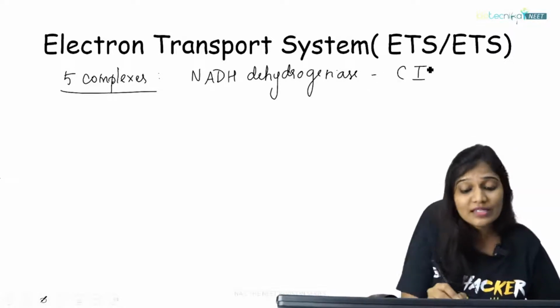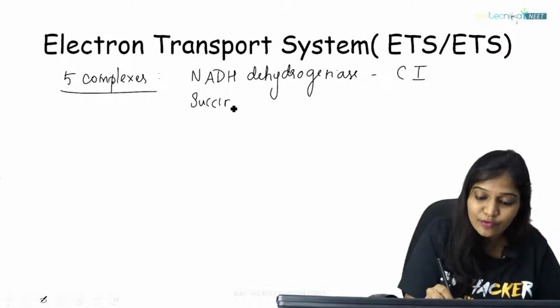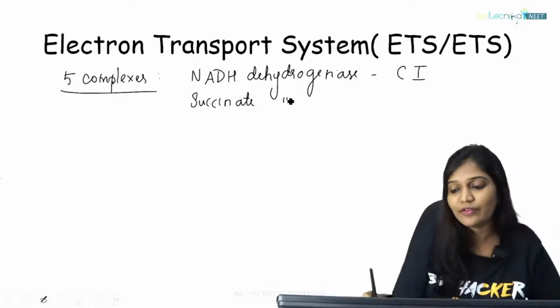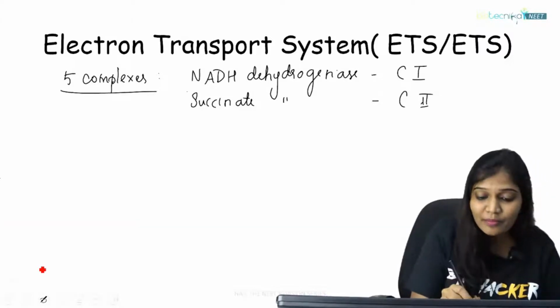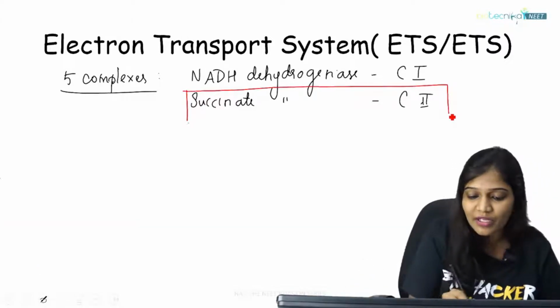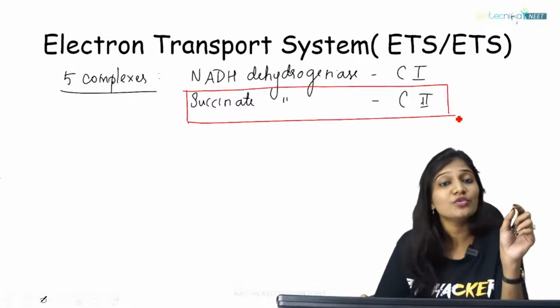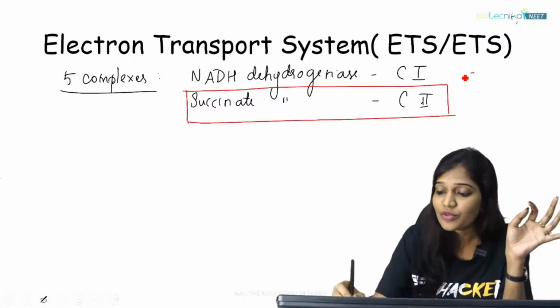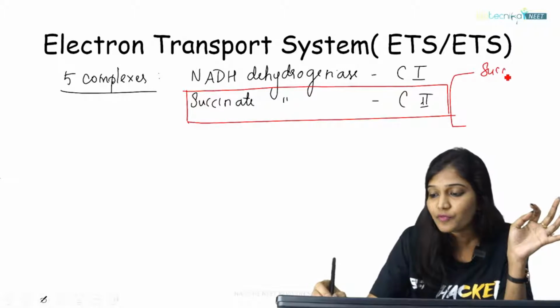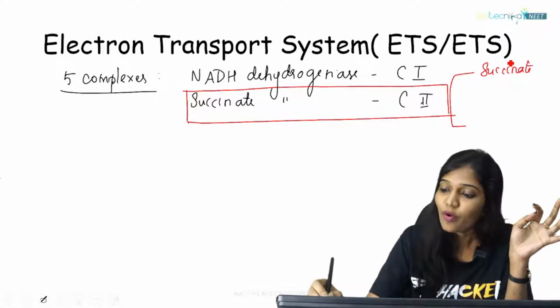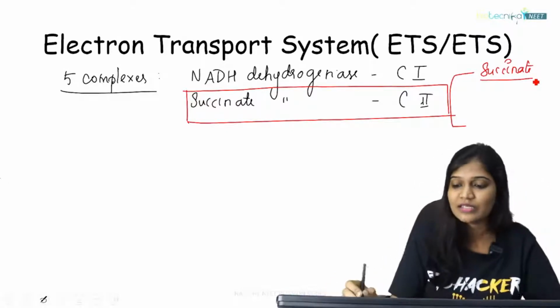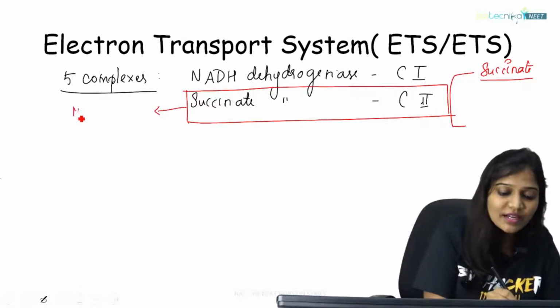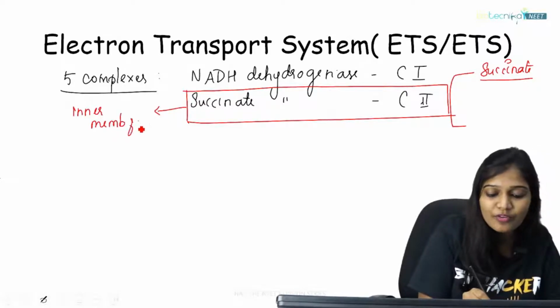And the second complex is called succinate dehydrogenase. This is complex number 2. Very important, please make it a star point. You might get this question in your examination. It is the only enzyme in the citric acid cycle which converts succinate to fumarate. I told you all the enzymes are present in the mitochondrial matrix except succinate dehydrogenase. This succinate dehydrogenase is the only enzyme which is present in the inner membrane of mitochondria.